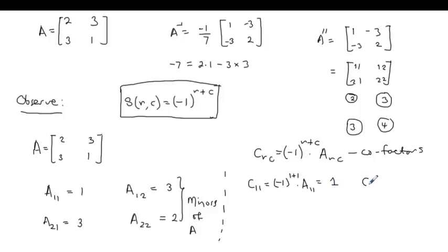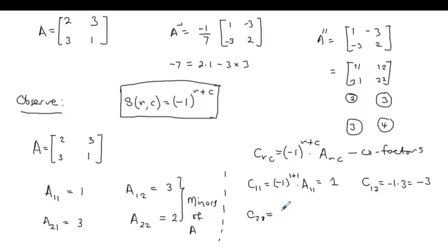Then I come to C12. What's going to happen here? I'm going to have 1, 2. Then I got 3 here. And minus 1 to the power 3 is a minus, isn't it? So I'm going to give a minus 1, multiply by A12, which is a 3. There it is. Then I get minus 3. Are we together? Yeah.